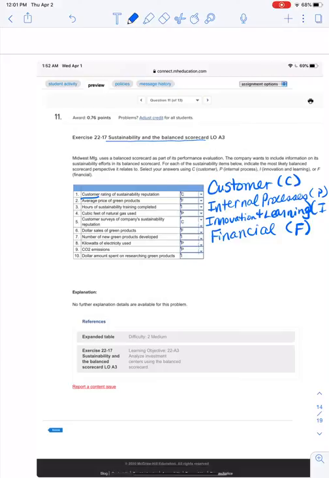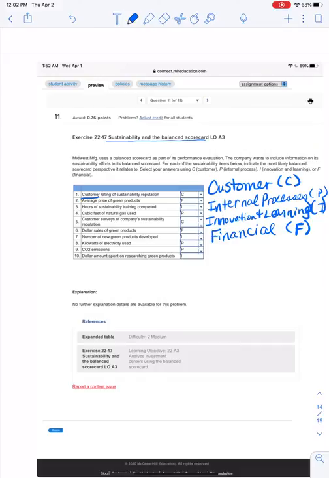Average price of green products, that's going to be a financial metric because we're going to make sure that we can actually afford to deal in these green products. Hours of sustainability training. Once again, we see the word training. We typically jump straight to that innovation and learning, and once again, that is the case here. Now, for the cubic feet of natural gas used, that is an internal process. Ideally, we want to keep that as low as we can because we're having to buy that. So every time we need to use it, we want to, but we don't want to use it needlessly.